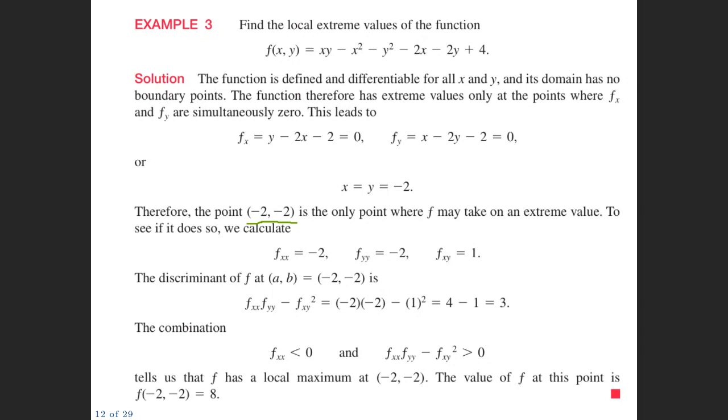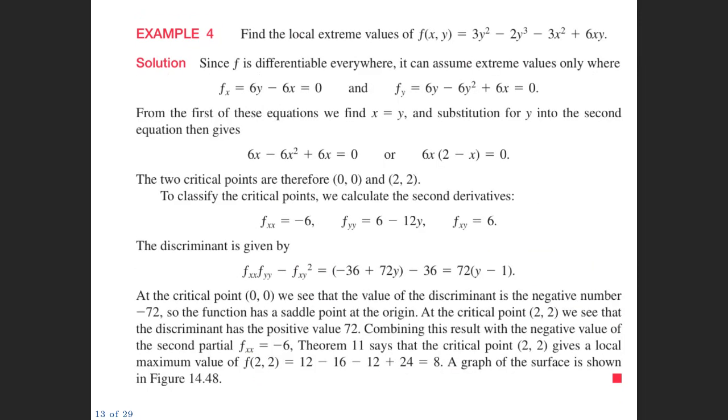2. We can calculate the second order partial derivatives, and then we can calculate the Hessian, or the discriminant of f at minus 2, minus 2, and we get 3. What do we know if the Hessian is a positive number? We know that we must have a local maximum or a local minimum. So then we look at fxx. Is this positive or is this negative? This is negative. If the Hessian is positive but fxx is negative, then we must have a local maximum.